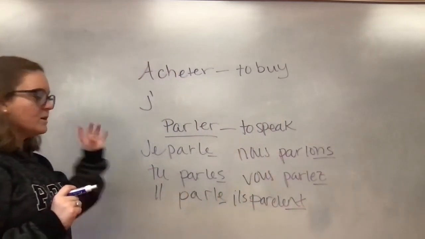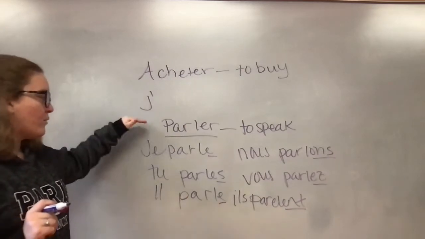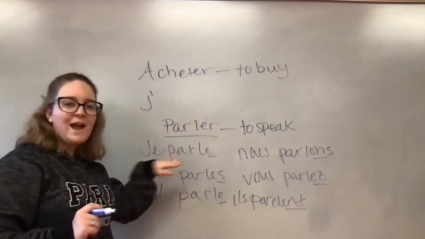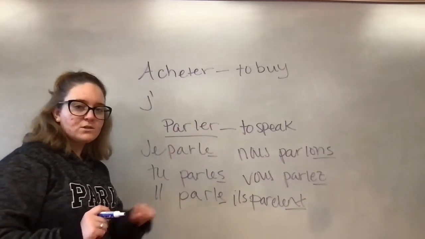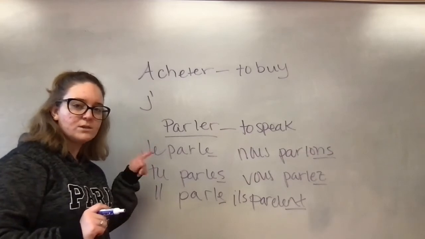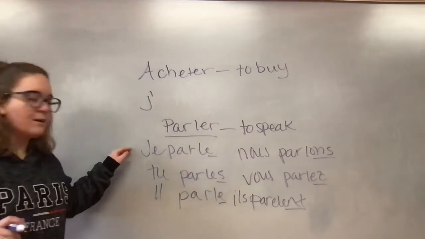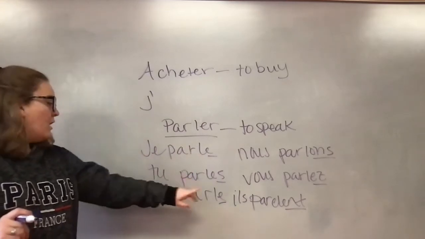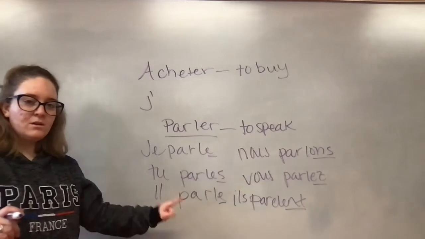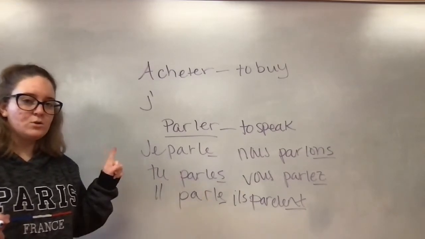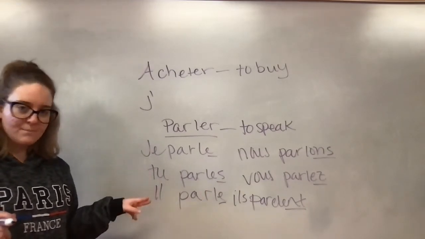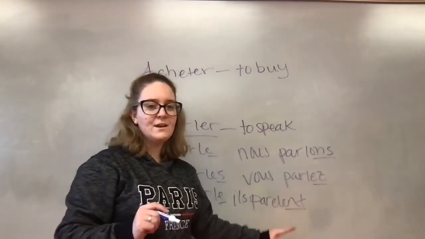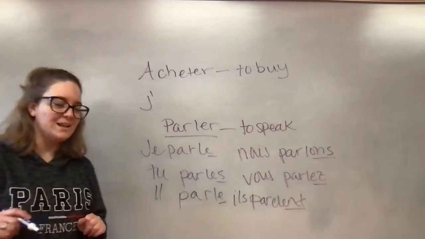I made a squished little version here, but for the verb parler, remember, with regular verbs we cut off the ending and then we add different things based on the subject that we're talking about. In the case of je, all we have to add is an E. Tu, we add ES. Il, we add an E, so the je form and the il form look the same. Nous, we add ONS. Vous, we add EZ. And ils, we add ENT.